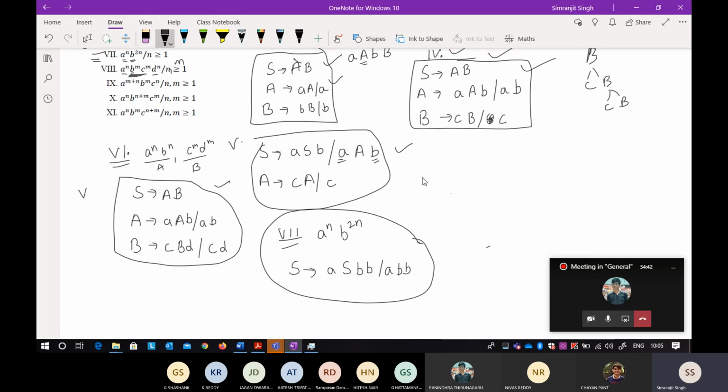Now for the eighth one. It is a raised to power n, b raised to power m, c raised to power m, and d raised to power n, where n and m are greater than or equal to 1. You have to take the b and c in one variable, and a and d in another variable. So how can you do that? You can do this by taking the b and c part as one variable, something like A here, and these a and d will be different.